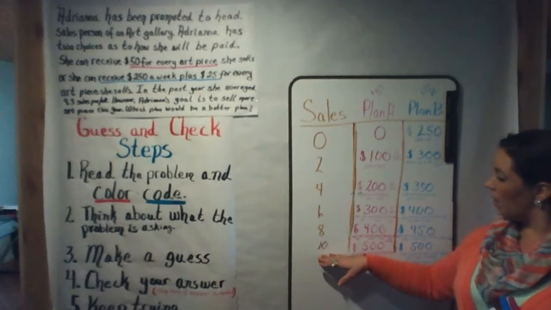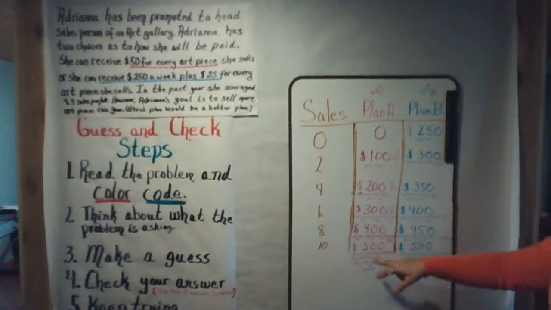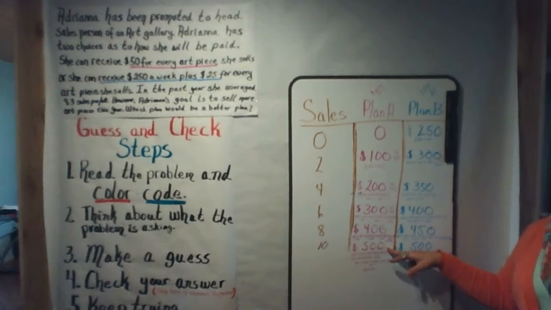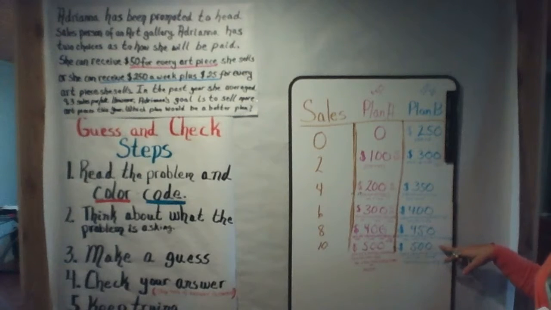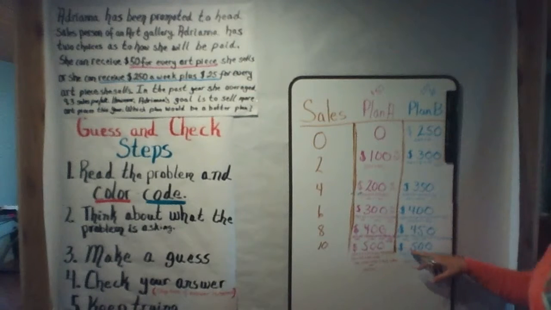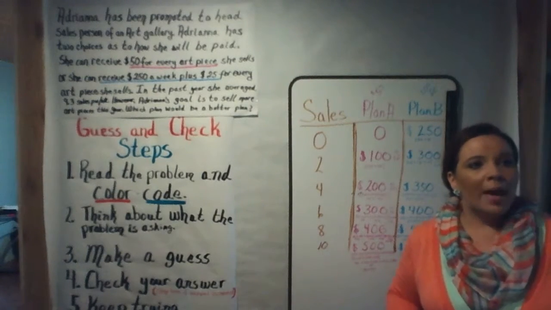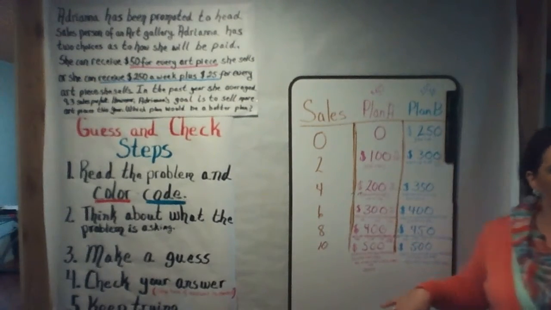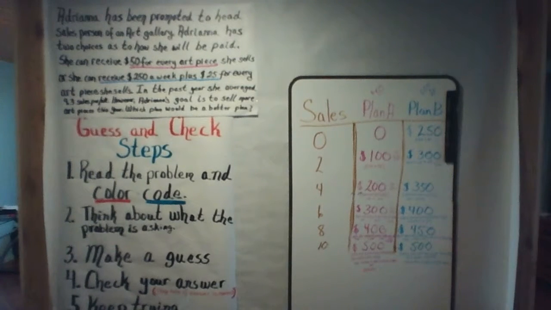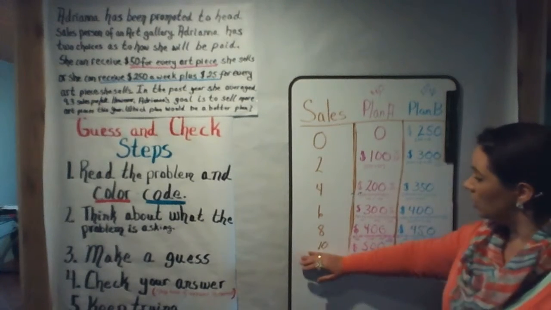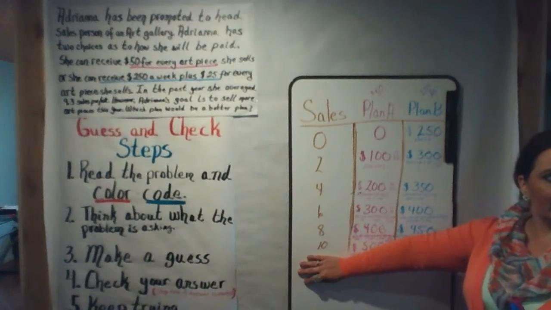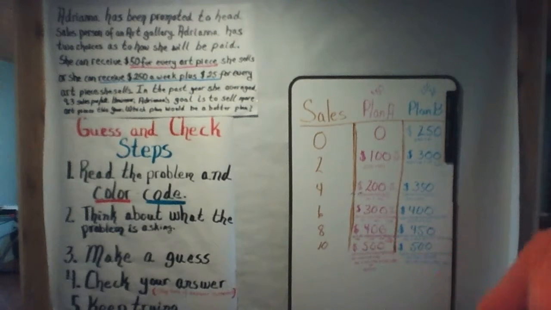If she sold 10 art pieces, at $50 per art piece, it would be 500. And with plan B, she would get 250 plus the 25 per piece at 10 art pieces, it would be $500. Okay? So plan A would be better if she sold a lot of them, but plan B would be better if she sold less. So she has to sell at least 10. Okay, she has to sell at least 10.